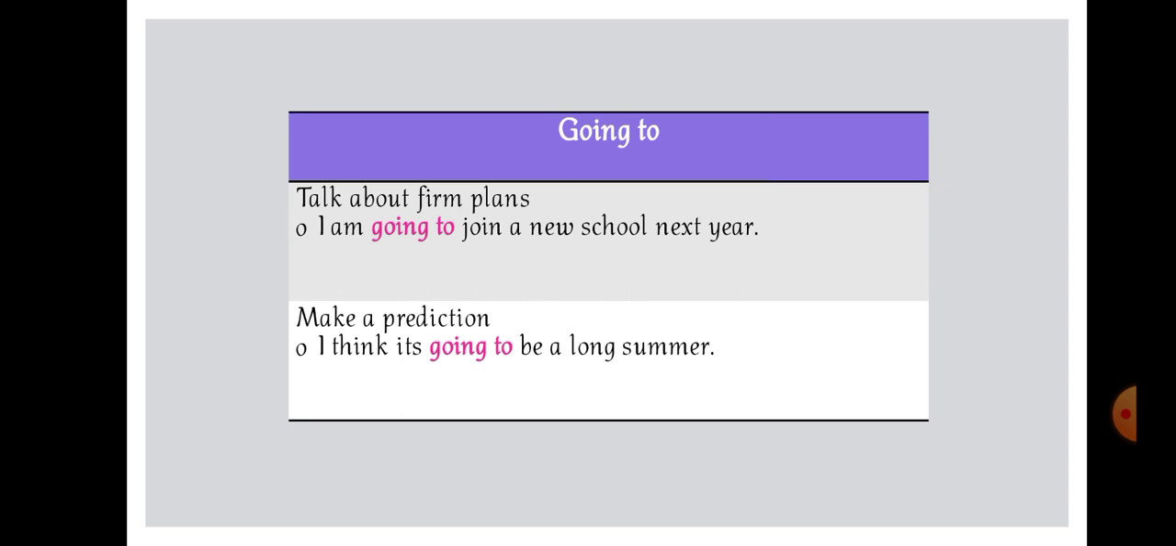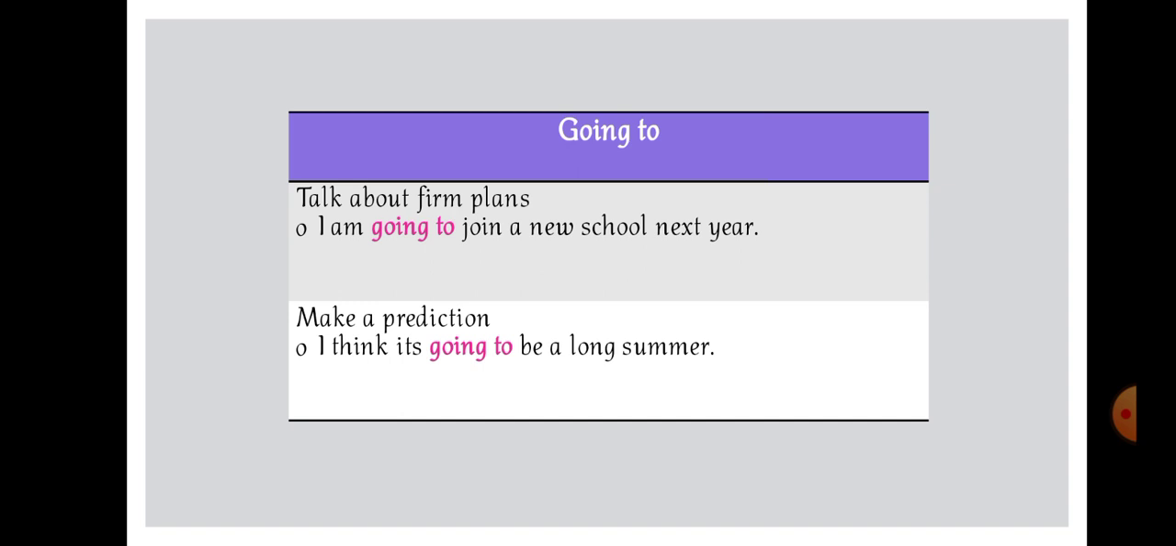Going to is used to make firm plans. Firm plans mean the plans which you're sure about. It's not like you have an ounce of doubt about it. You're confirmed about the plan you're making. For example, I am going to join a new school next year, which means that you're sure that you're going to join a new school next year. So you're sure about your plan.